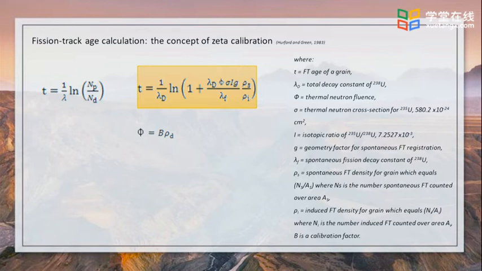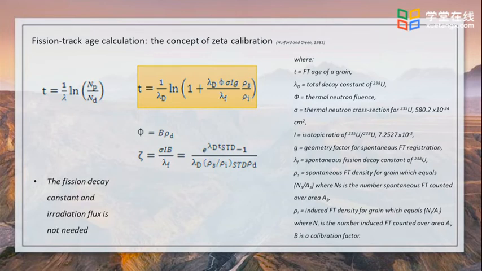The zeta calibration method allows us to resolve the still significant difficulties in determining thermal neutron fluence and the precise values of lambda F and B separately. In the zeta approach, mineral age standards with independently determined ages are irradiated together with the unknown samples. This calibration and determination of the zeta factor by an operator avoids the problematic uncertainties inherent in lambda F and B. Then, the FT age equation becomes what is shown here.